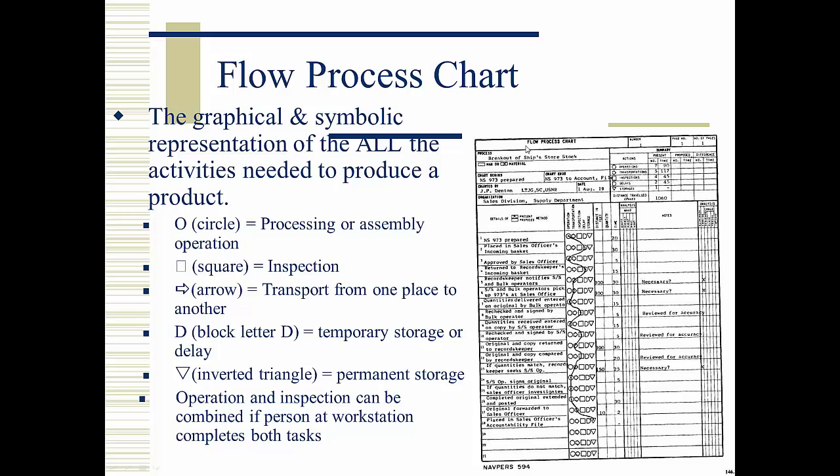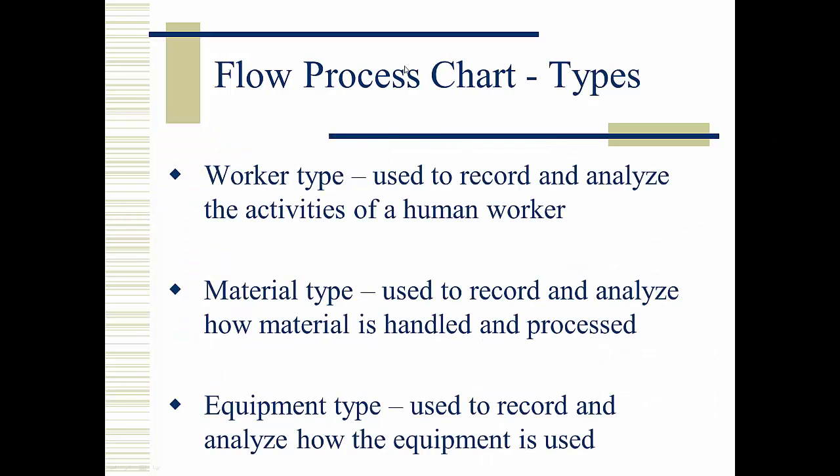And then here we also see it's material or man. Well, we can really have a flow process chart for the worker. We can have a flow process chart for the material, or we can have a flow process chart for the equipment. Most typically flow process charts I've seen are for the material, but it could be very applicable for work or equipment too, given the particular situation that you're looking at.